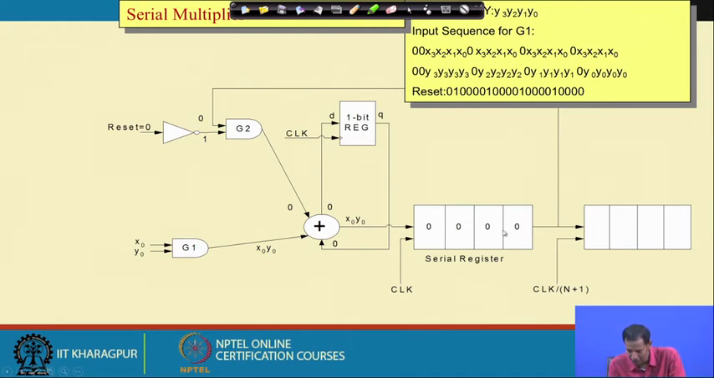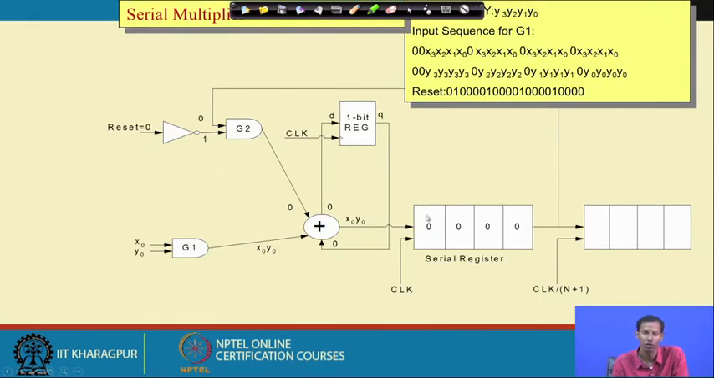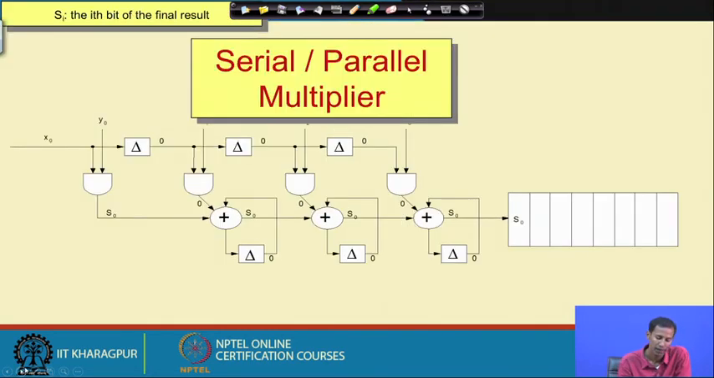Okay. So, then that has been loaded to this particular serial register, then that will come over here and that will be added with this. Okay. So, then again that will be stored somewhere in this particular register. And then again that will come, finally the final result will come over here. Okay. So, this is the serial multiplication or the bitwise multiplication. Okay. Then we have another architecture, that is the serial/parallel architecture.